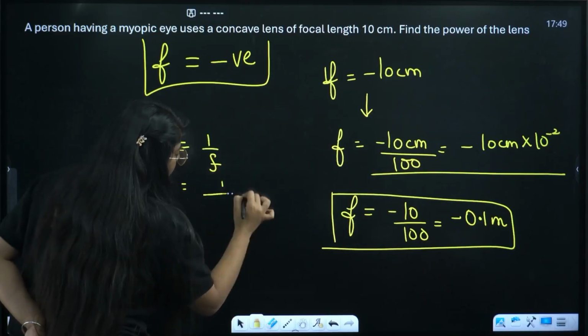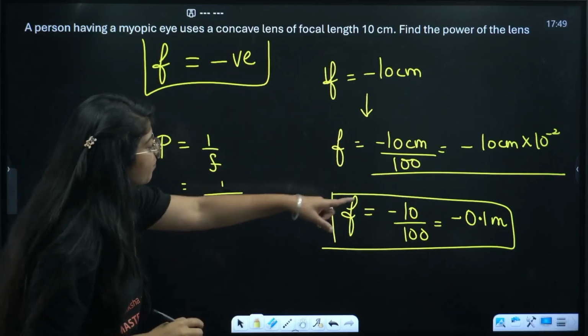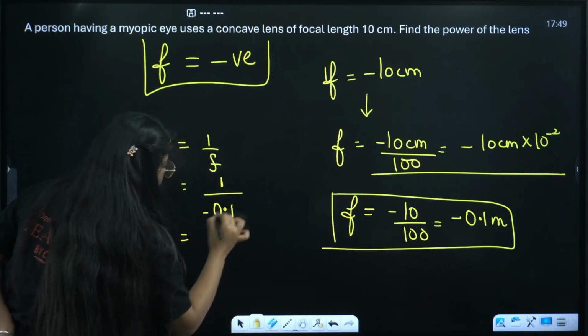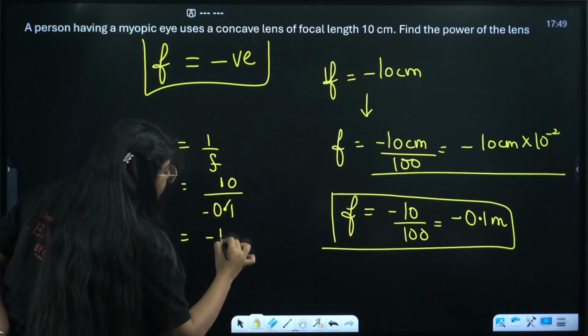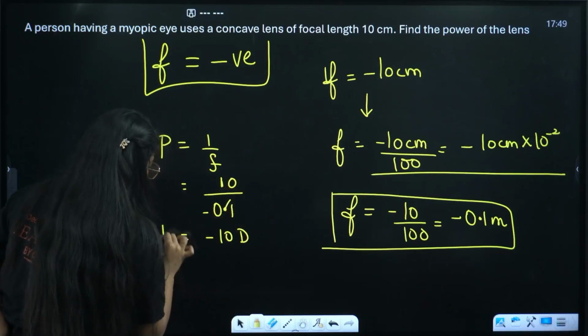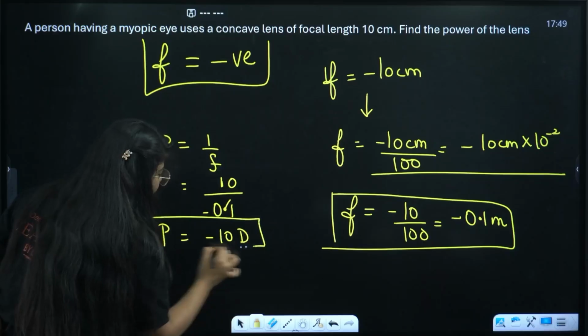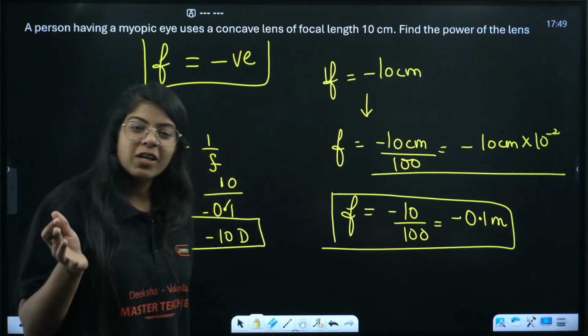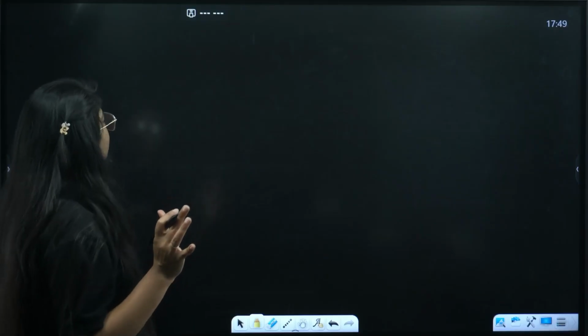So focal length is minus 0.1 meter, and so power will be 1 by focal length. That will be 1 by minus 0.1. So this will be minus 10 diopter. So power is minus 10 diopters. Done? Understood? We have done all kinds of questions.